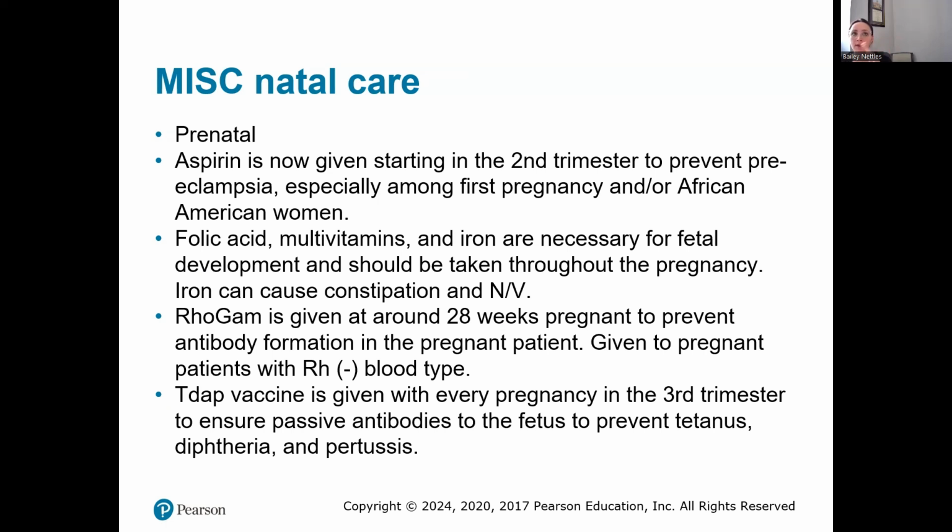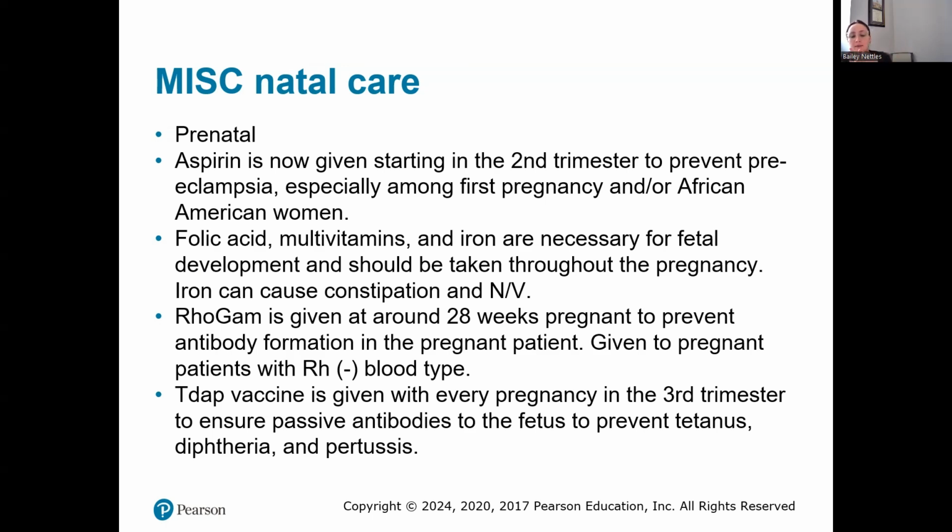So aspirin used to be that you don't take it till the 3rd trimester. Now my doctor told me to take it starting in the 2nd trimester because they've actually seen that it can prevent preeclampsia, especially among first-time moms and African-American women, okay? Because for some reason, African-American women have an increased risk of preeclampsia. So it's super important that they take a baby aspirin. Okay, that's all it is, just a baby aspirin.